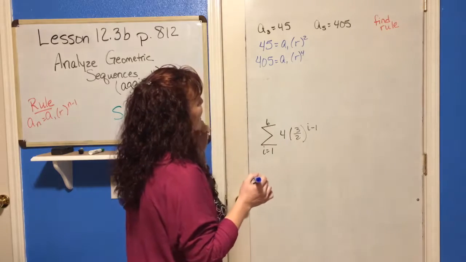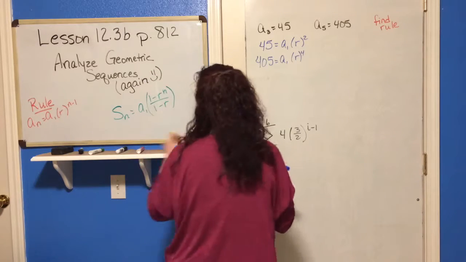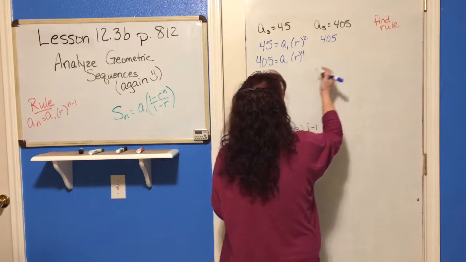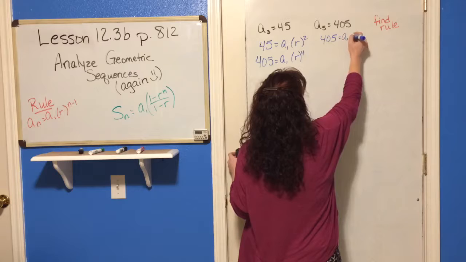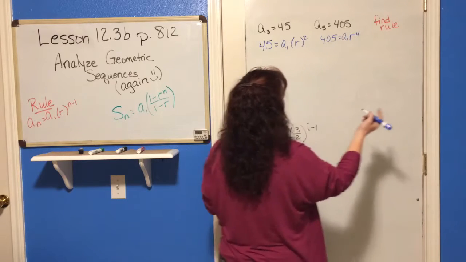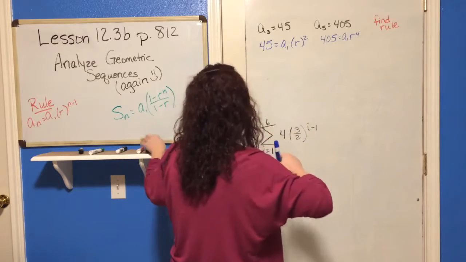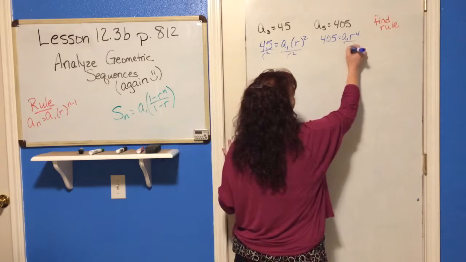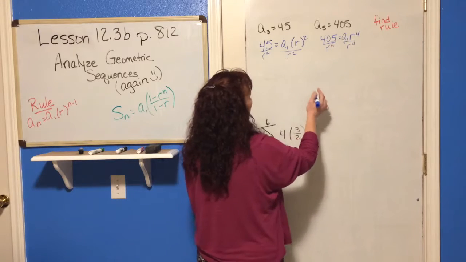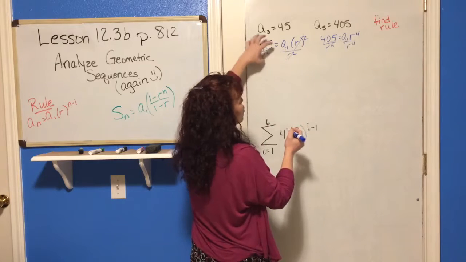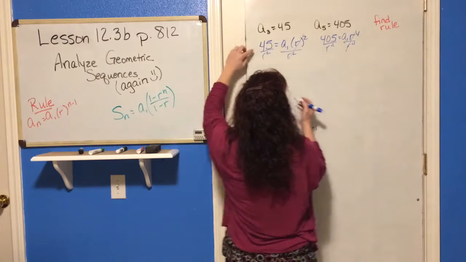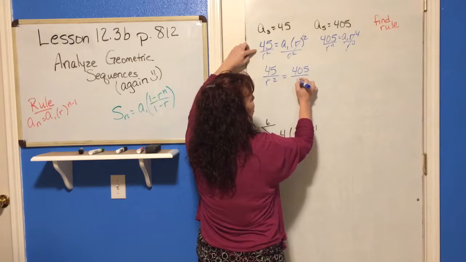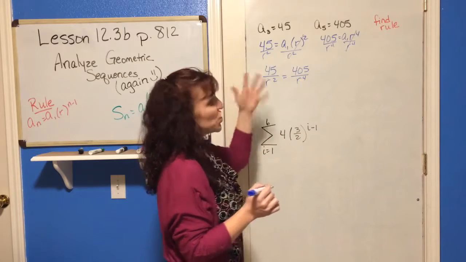Now what we can do is, in this case, I think I'm going to move this over here, because these aren't added, we can't necessarily eliminate them, but what we can do is solve each of these separately for the first term, and then set those equal. We can use substitution. So divide by r squared here, and divide by r to the fourth here. Now we've got our first term equals this, and our first term equals this. So now we have 45 over r squared equals 405 over r to the fourth. And now we can just solve for r.